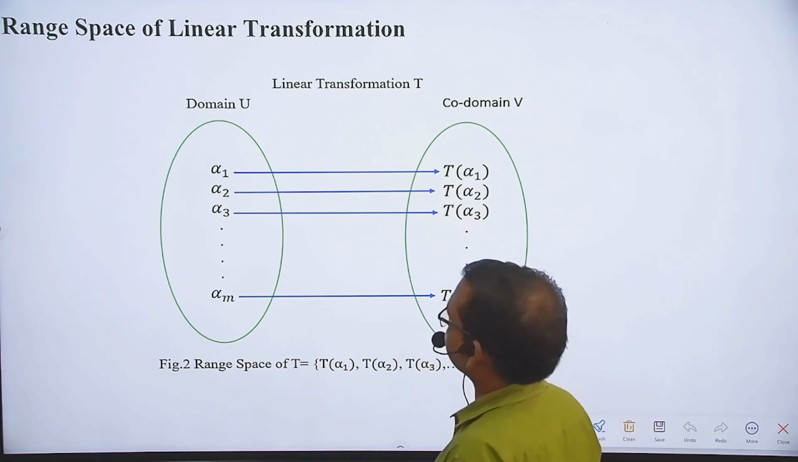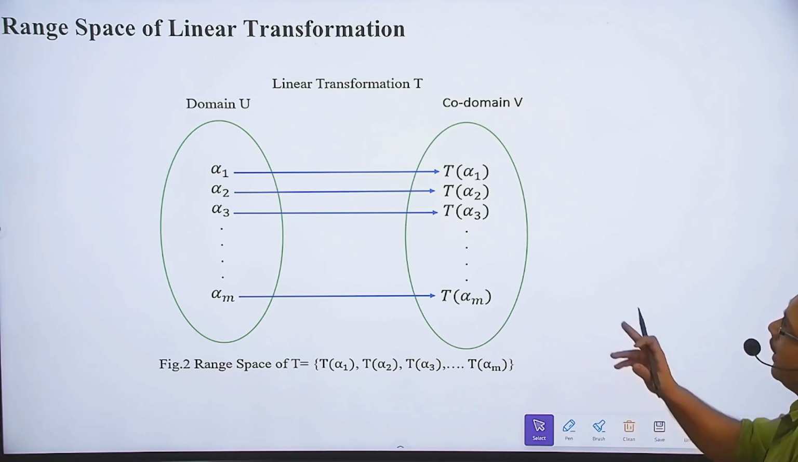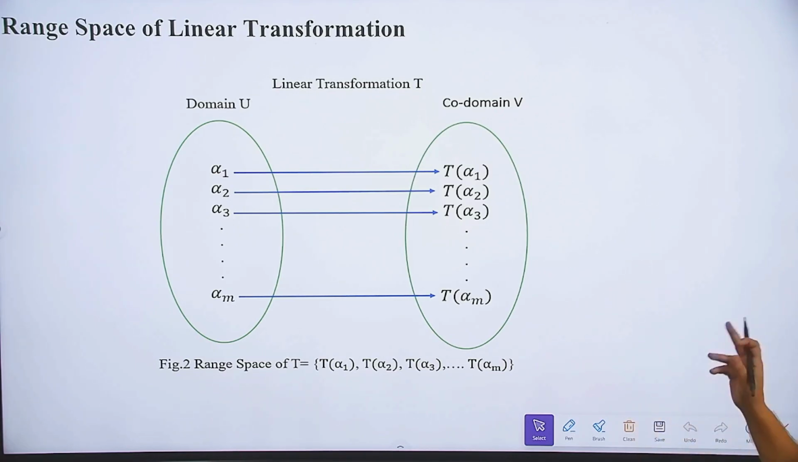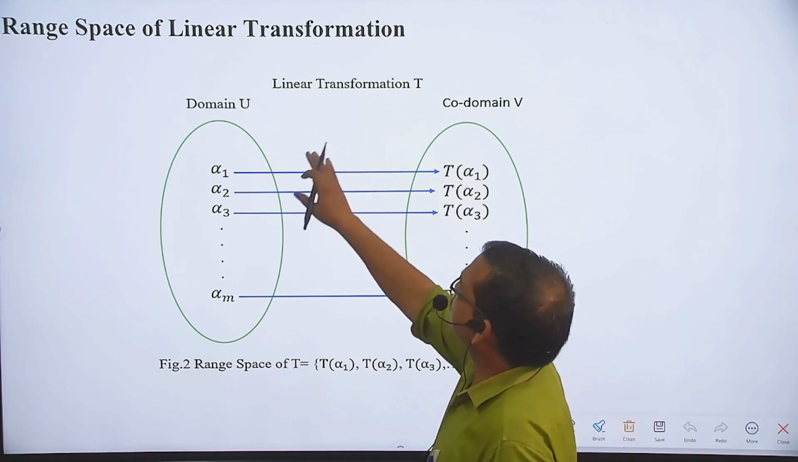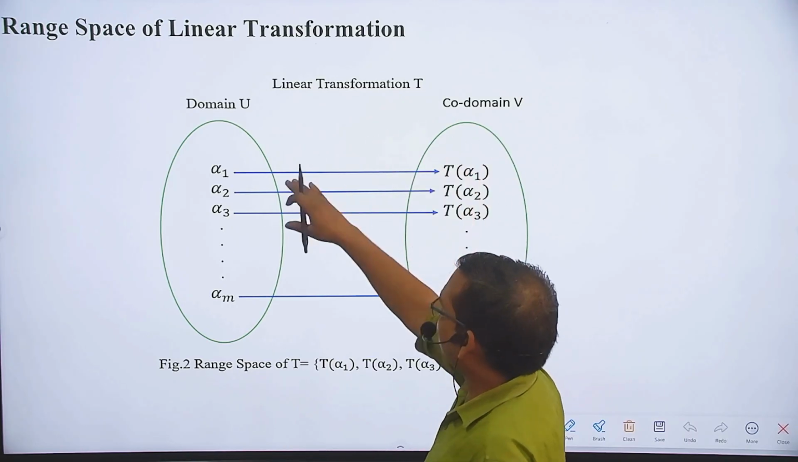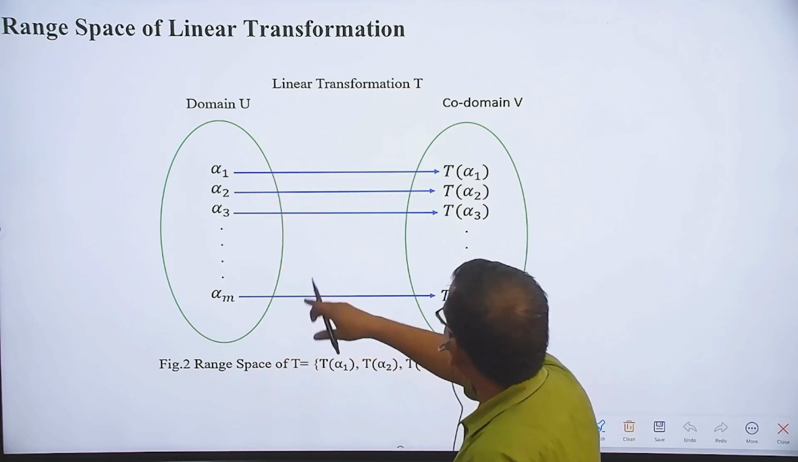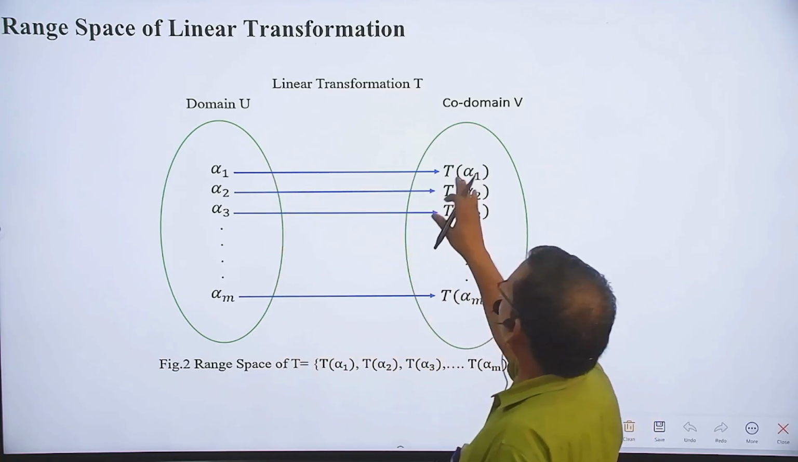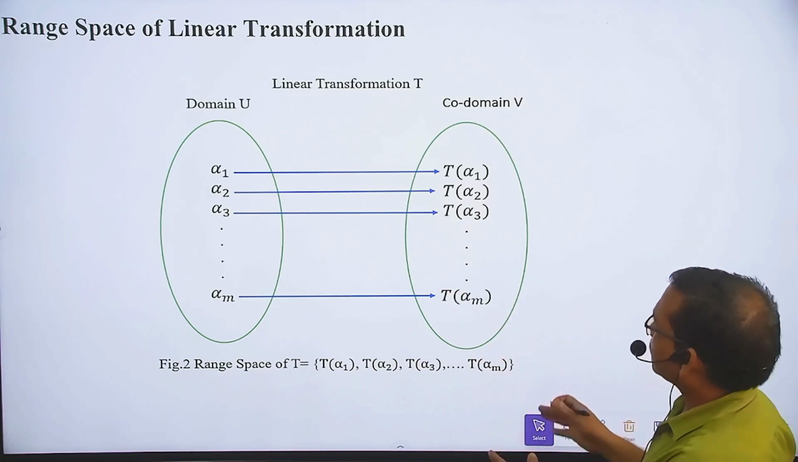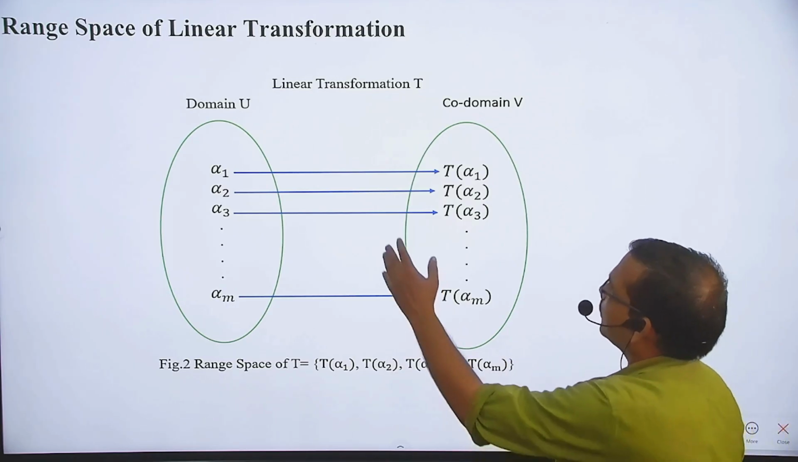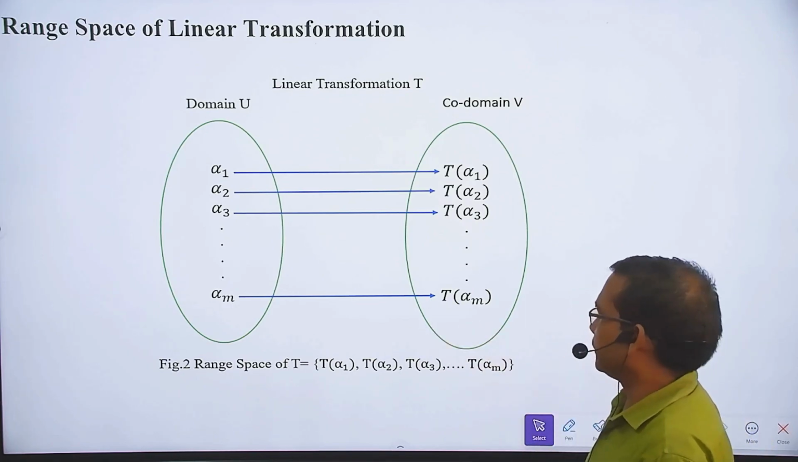Range spaces of linear transformation. If the domain is vector space U and the codomain is vector space V, and here you take a linear transformation T from U to V, where α1, α2, ..., αm are elements of the domain, then its images T(α1), T(α2), T(α3), and so on up to T(αn), these collections represent the images of α1, α2, α3 and are called the range space.